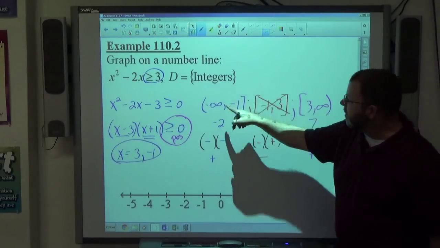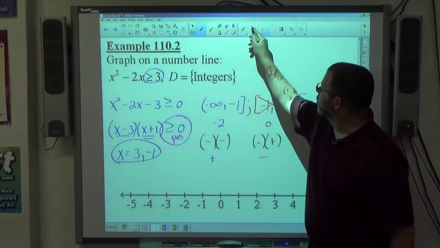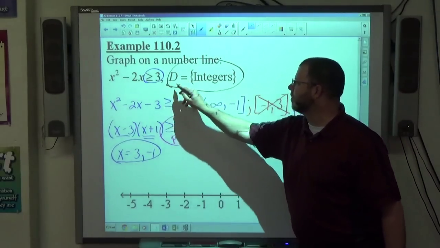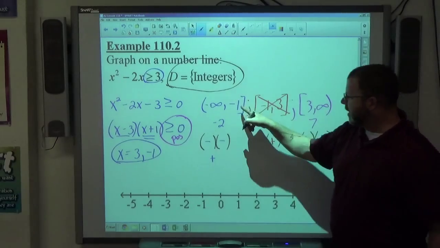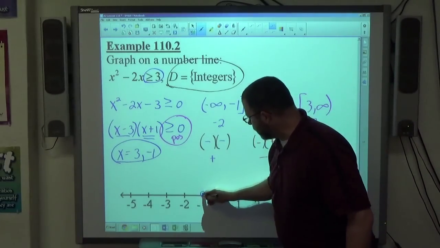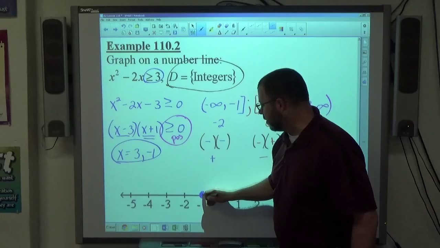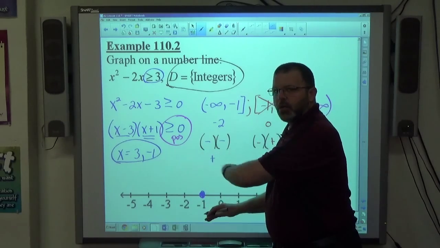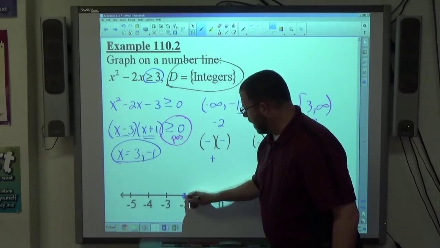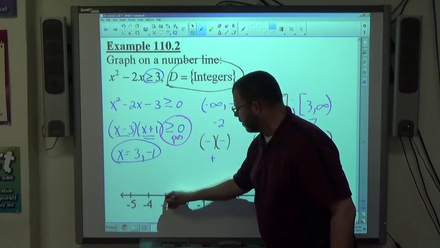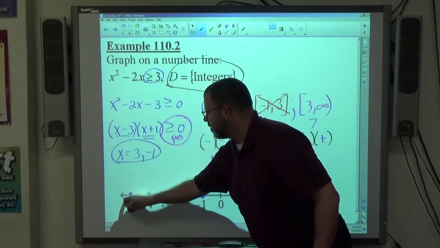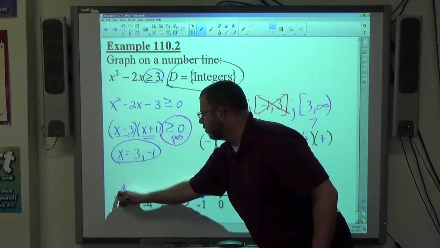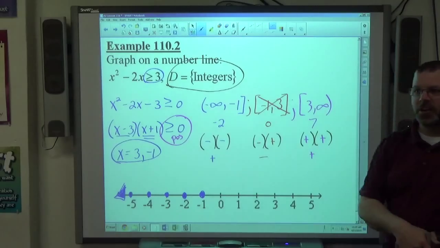So I want to graph everything from negative infinity to negative 1, but this time notice our domain is a set of integers. So again, only graphing integers. Negative 1 is bracketed, so I'm going to put a closed circle at negative 1 because that's an integer. I'm going towards negative infinity, only graphing integers. So negative 2 is an integer, negative 3 is an integer, negative 4 is an integer, negative 5 is an integer, and so on all the way to infinity. So shade in the arrow.